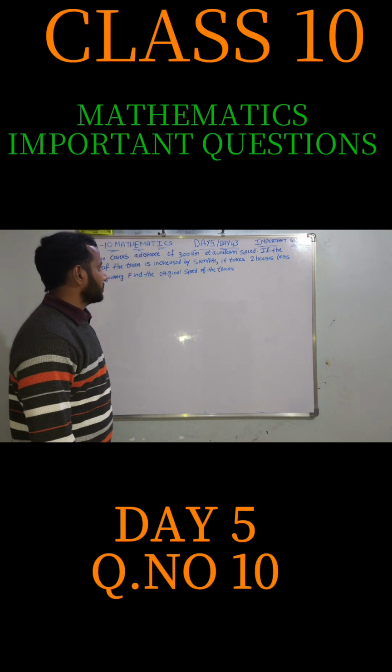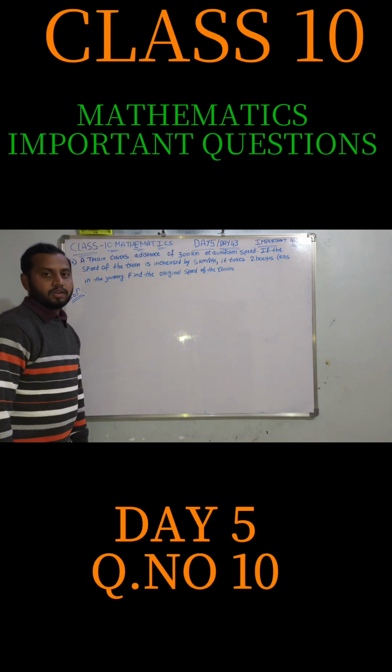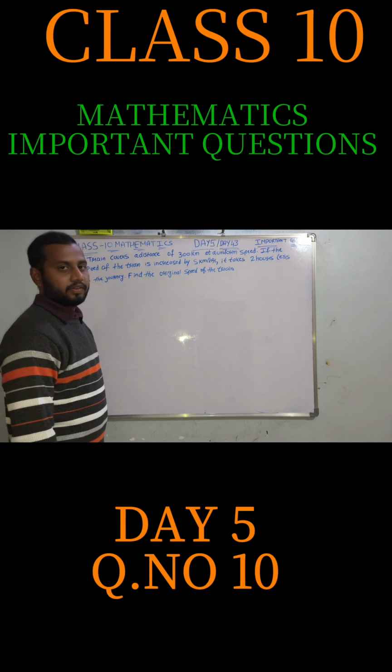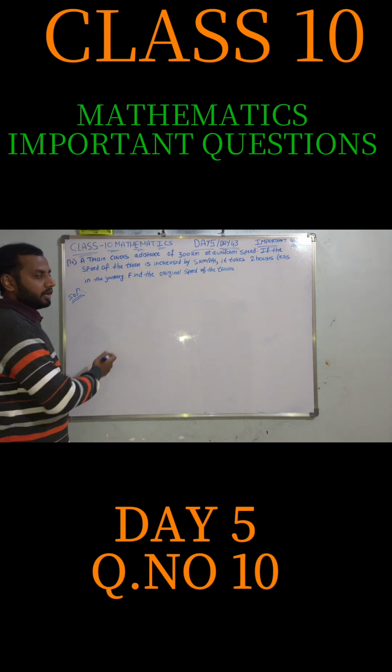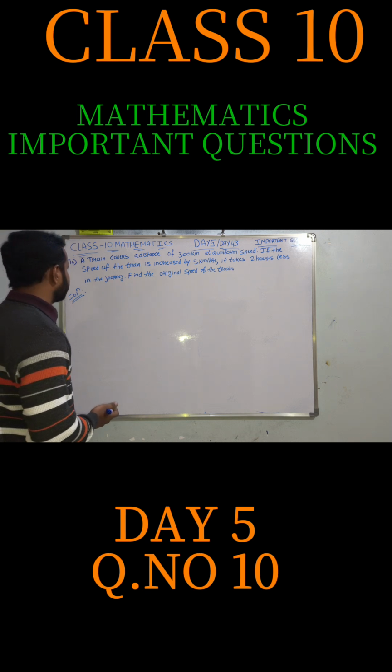Welcome to day 5, question number 2. Again, in this question, we will be covering chapter number 3, linear equations in two variables, related to problems on distance equal to speed into time. Very important question from the CBSE point of view.